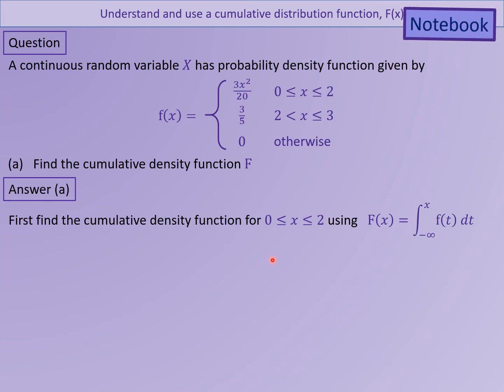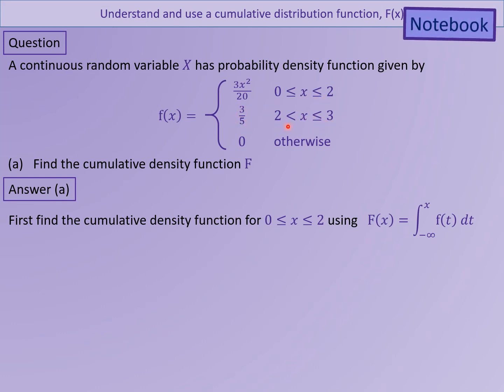Okay, so let's have a quick look at that first question. If I want to change to a CDF, I'm going to be using this formula just here that changes from a PDF to a CDF. Notice that I need to break this down into at least 2 sections. The reason for that is because we've got some functions that occur between 0 and 2, and then a different function from 2 to 3.